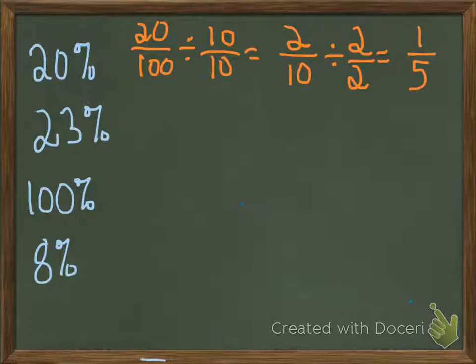My main point here is keep simplifying until you're down to a fraction that has no common factors other than 1, and that means you have the fraction reduced to lowest terms, which is another way to say simplified. Here we have 23%, which is 23 out of 100. 23 is a prime number, okay? So you will not have any common factor of 23 and 100 other than 1.